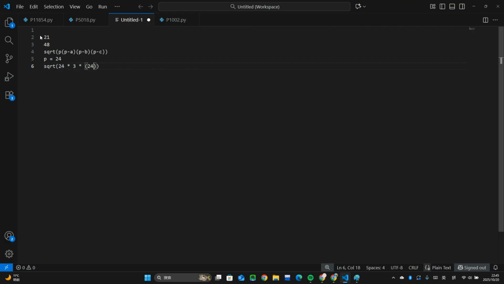times 24 minus x. Since the perimeter is 48 and one side is 21, the other two sides are going to add up to 27. So 24 minus x, and then 24 minus 27 minus x. Hold up, what am I doing? 27 minus x, so minus 27 plus x. Yes, after we open the parentheses of 27 minus x. So now we just have to find what value of x makes this an integer.